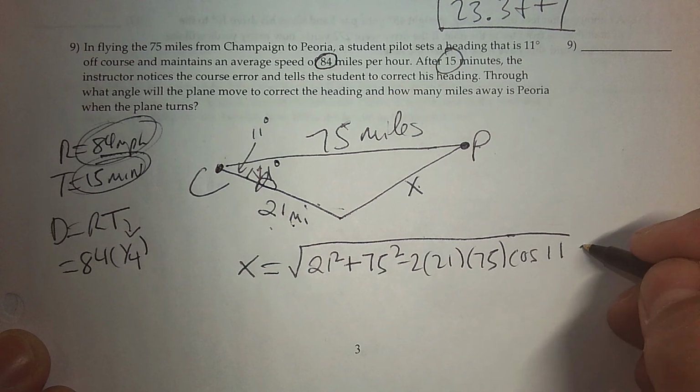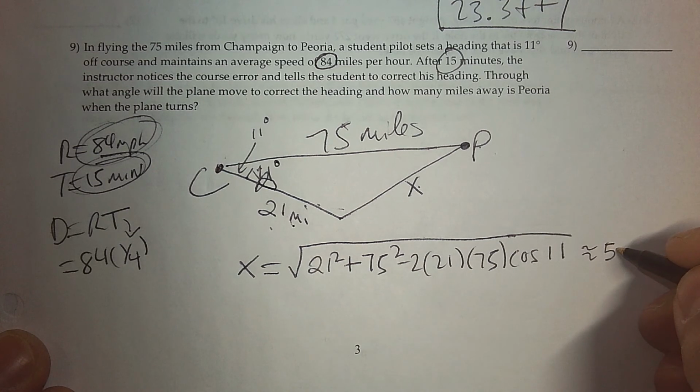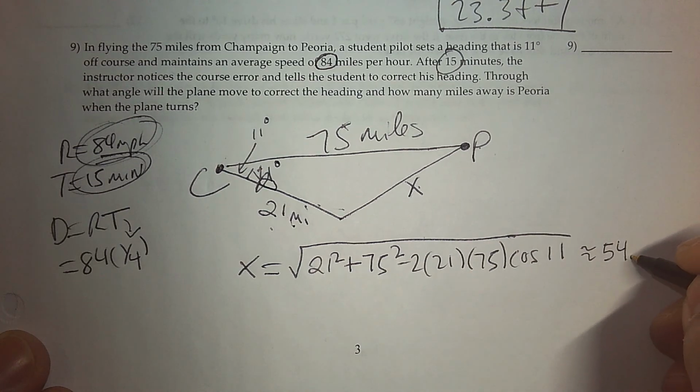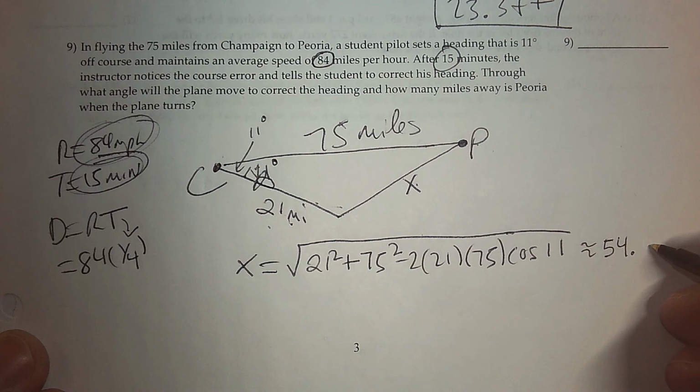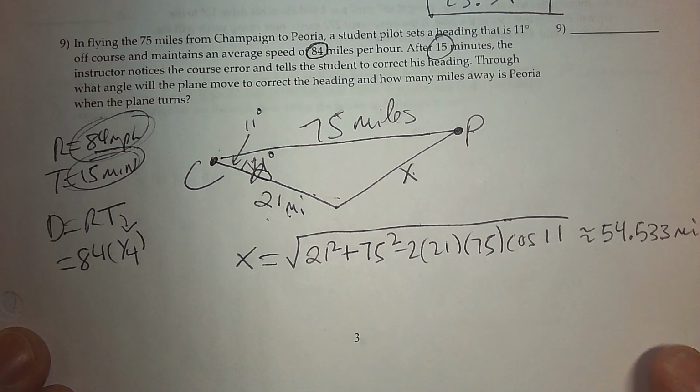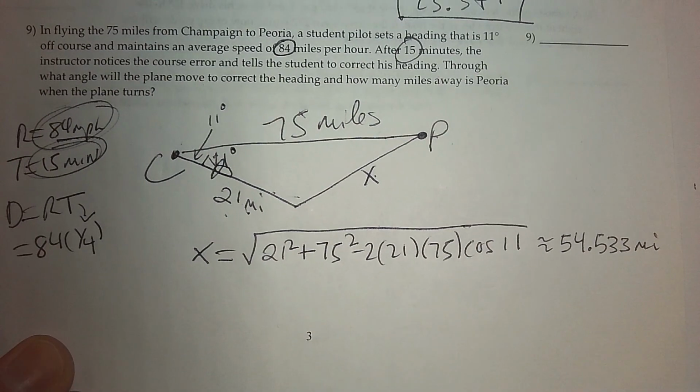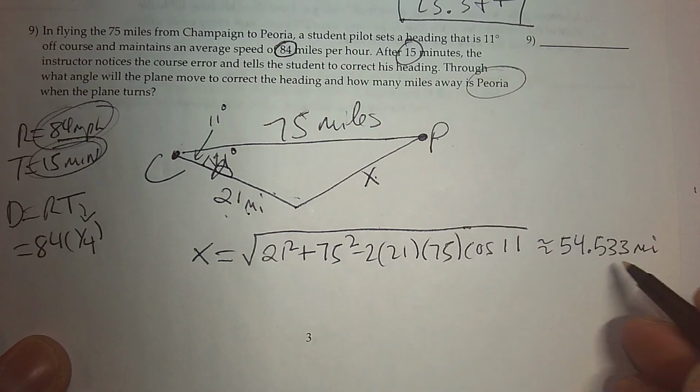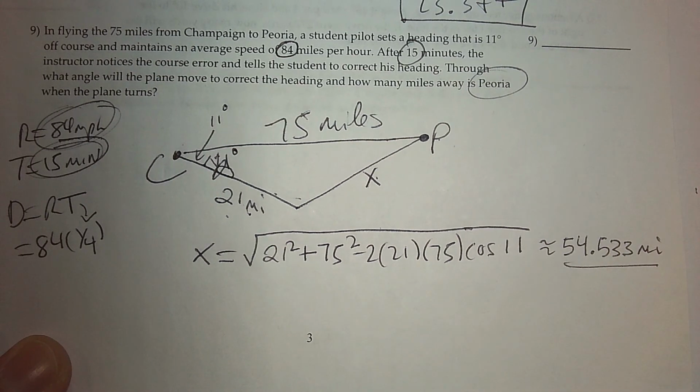So, that missing side, how far is the plane from Peoria? And it's 54.533 miles. So that's one part. How far is the plane from Peoria? There it is. Then the next part is, what angle should the plane turn?